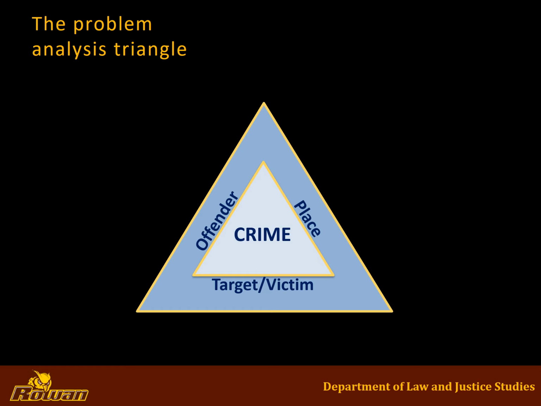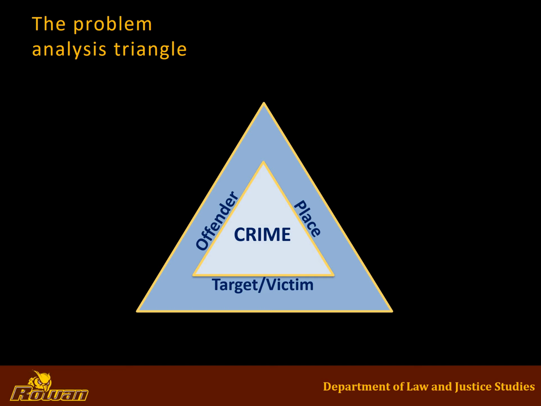But if you think about a crime, we've got three big components. We've got an offender, we have a place where this crime occurs, and we have a target or victim. Right, so we need these three things to be present in order for a crime to occur. If we can address one aspect of this crime triangle or this problem analysis triangle, then hopefully we can prevent crimes from happening in the first place.